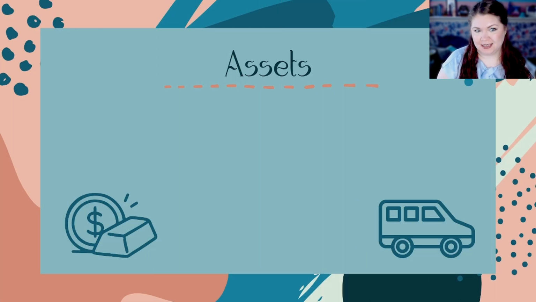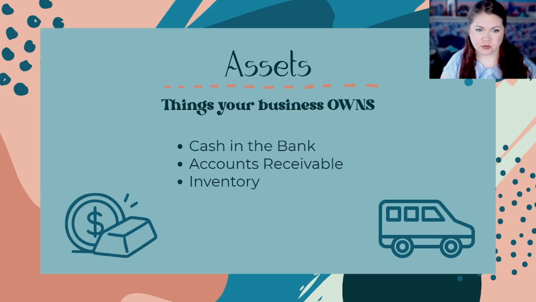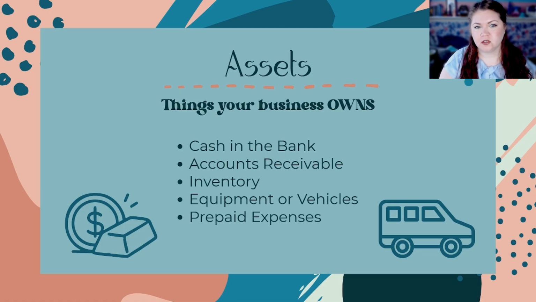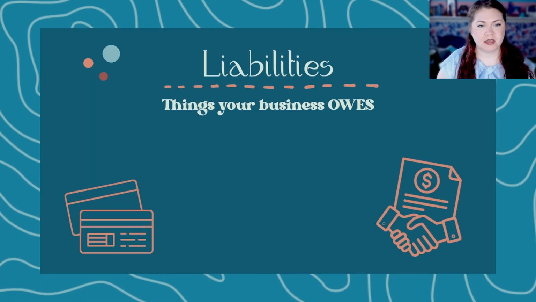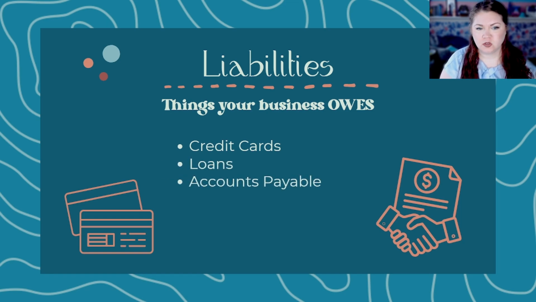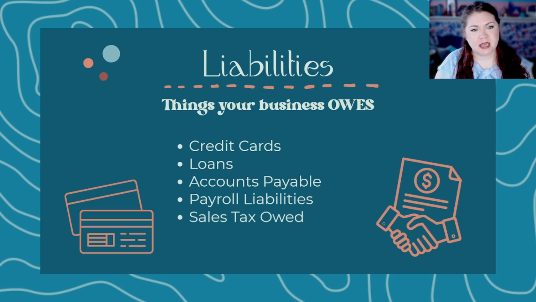First, your assets. These are things that your business owns. So think your cash in bank, accounts receivable, which is the money owed to you, inventory, equipment or vehicles, and prepaid expenses. If it has value and belongs to your business, it's an asset. Now let's talk about liabilities. These are things that your business owes. So think credit cards, loans, accounts payable, so this is your bills that you have not paid yet, your payroll liabilities, and your sales tax owed. If it is a future obligation, it is a liability.